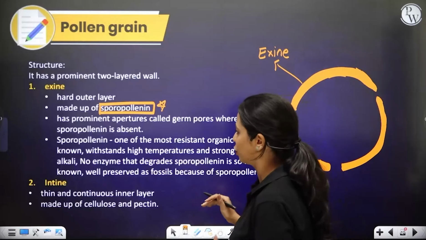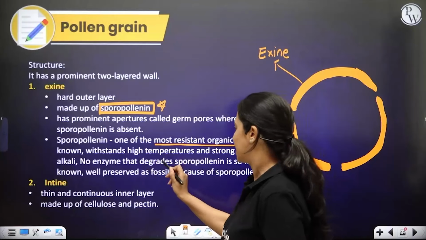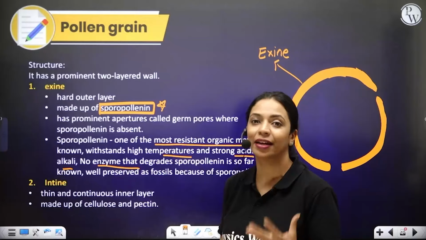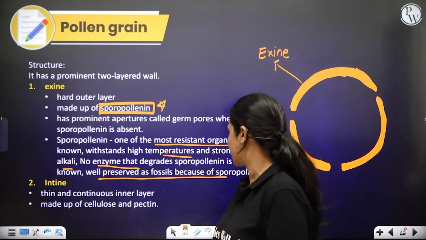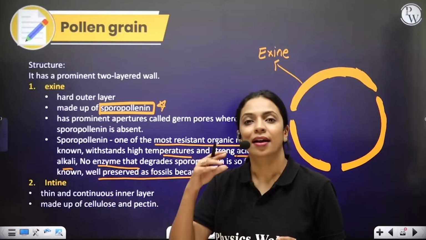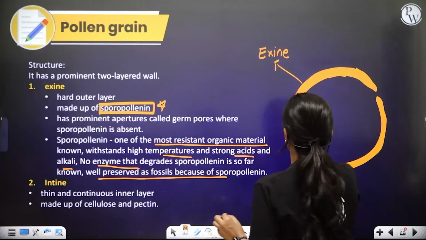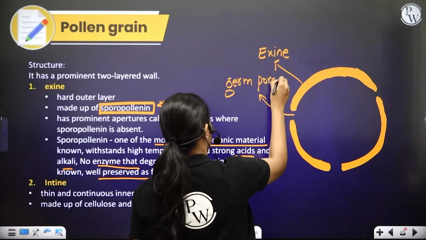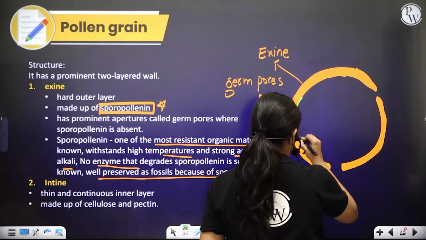Okay, so these are some points you have to remember. Sporopollenin, it is one of the most resistant organic materials that we know. It can withstand high temperature, strong acids and alkali. No enzyme so far we know that can degrade or break down sporopollenin, because of which it is preserved well as fossils. Okay, now I said that the outer layer or exine, which is made up of sporopollenin, is a discontinuous layer. There are some places in which sporopollenin is absent. So those regions are called the germ pores.